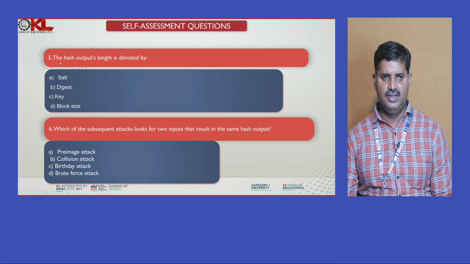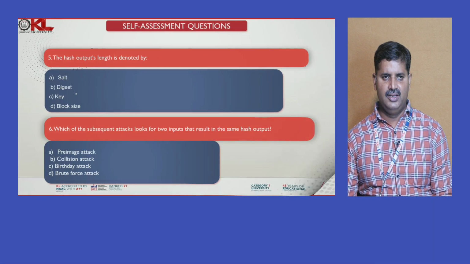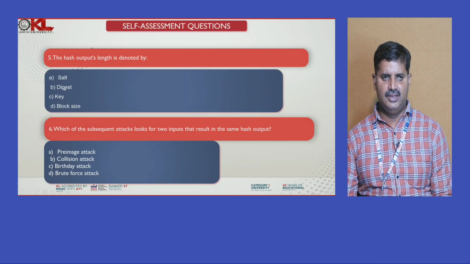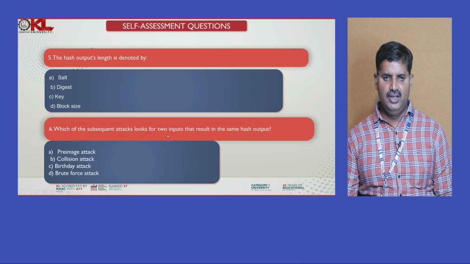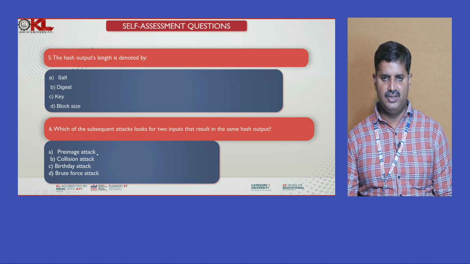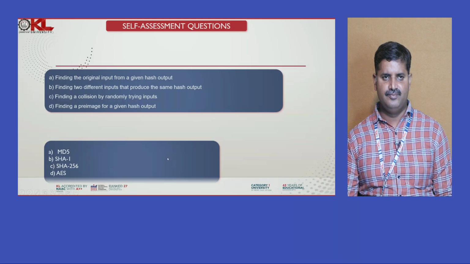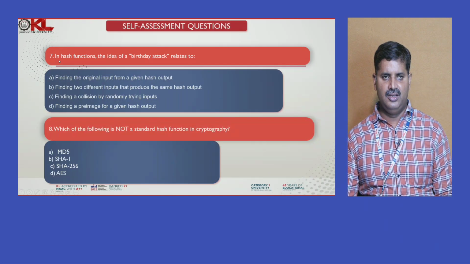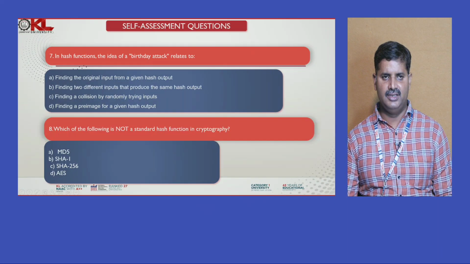Another assessment question: the hash output length is denoted by the digest. And which of the subsequent attacks looks for two inputs that result in the same hash output? Because of birthday attacks, there are certain attacks, the birthday attack being a major problem when you look into attacks. So the seventh question tells about the idea of the birthday attack in hash functions, which relates to finding two different inputs that produce the same hash output. This is the correct answer.